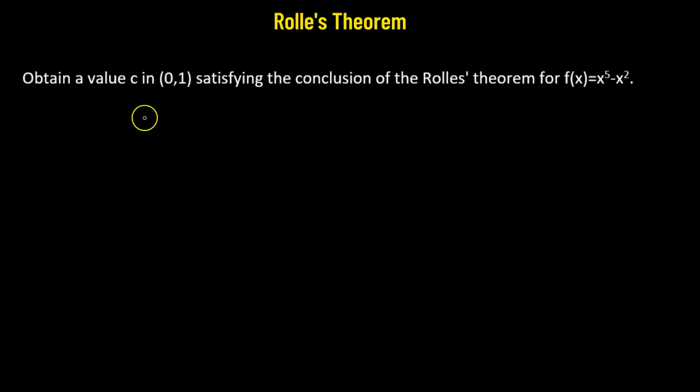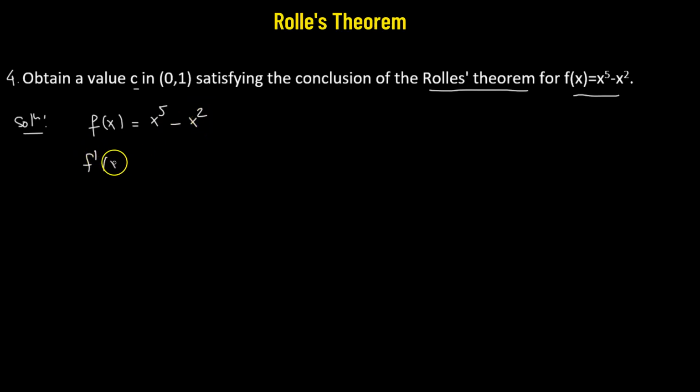So let us begin. Problem number 4. Here we have to obtain the value of c in the interval 0, 1, which satisfies the conclusion of Rolle's theorem for this given function. We are given the function f of x equals x raised to the power of 5 minus x squared.